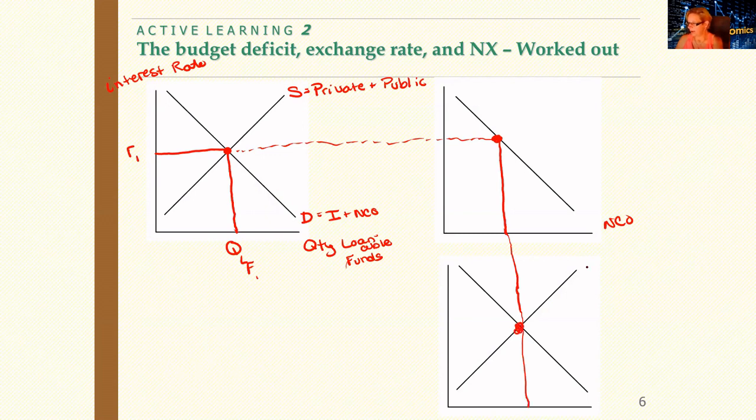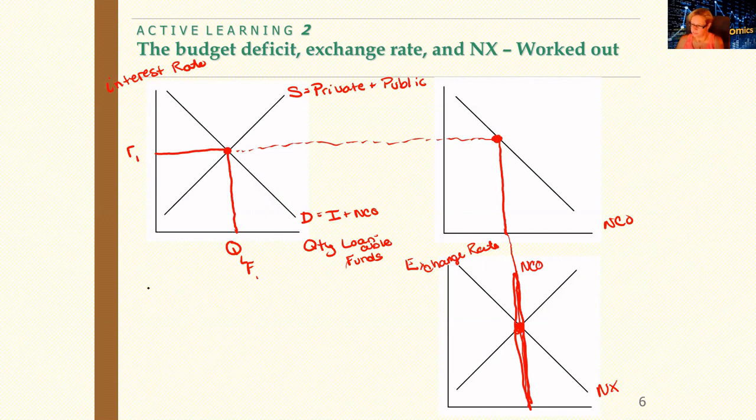I hope I put this graph up here right. Well, it seemed like I did. So here we have the real exchange rate. Here we have net exports. And our supply curve here should be right here. So that's net capital outflow, should be right there.